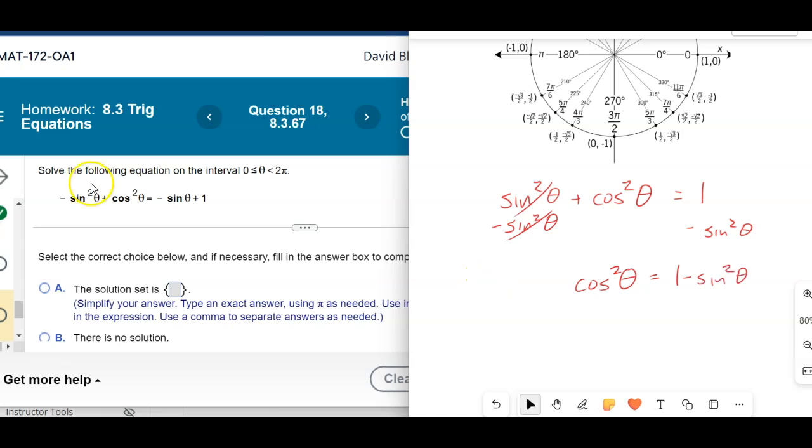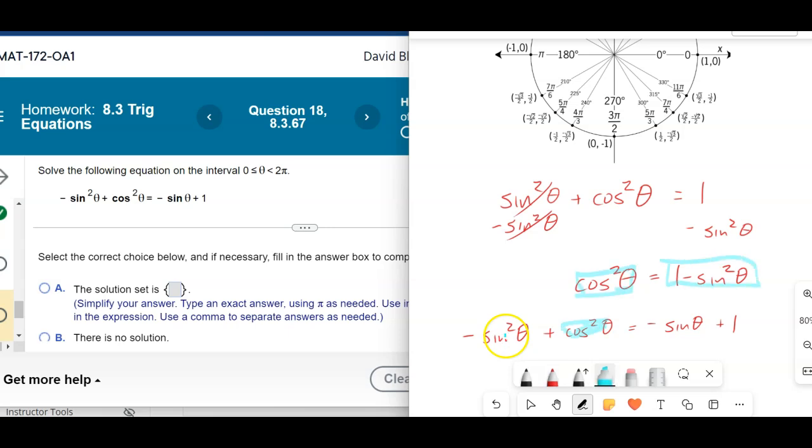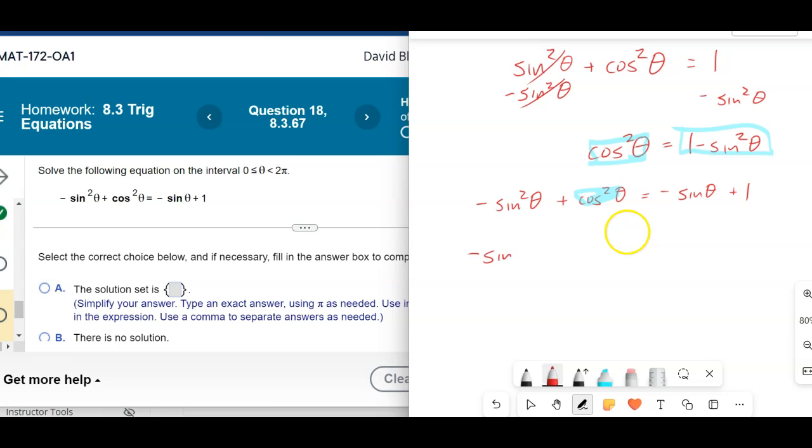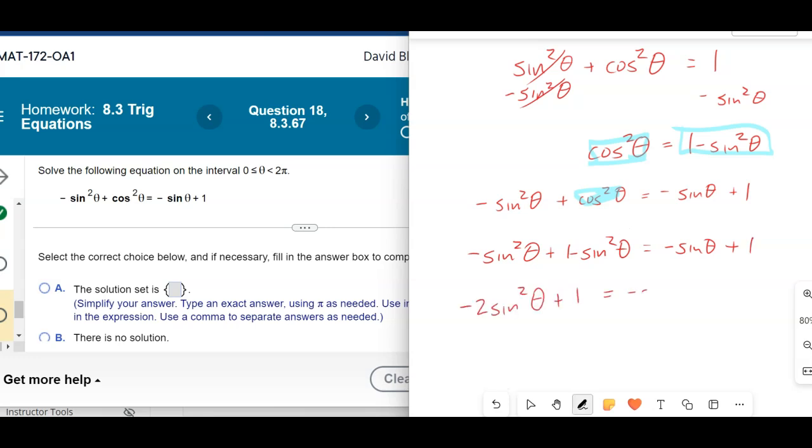And so I can replace this cosine squared, I can replace that guy right there with 1 minus sine squared. So I'm going to write minus sine squared theta. Cosine is now plus 1 minus sine squared. Alright, it was positive, so this remains positive between it. Equals minus sine plus 1. Alright, you're not changing the right side. So now everything is sine. Now we just simplify. This is minus 2 sine squared plus 1 equals negative sine squared. Or sorry, negative sine plus 1.